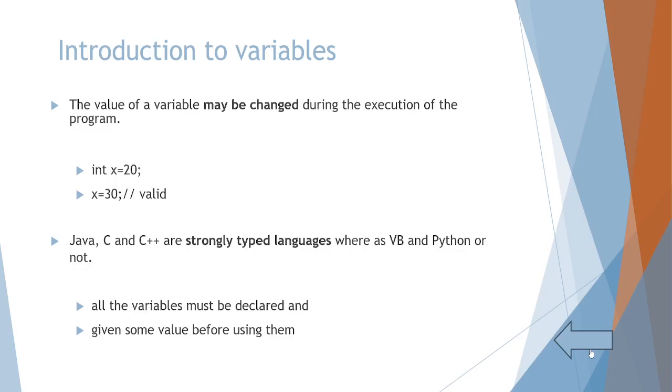Then the contents of a variable may be changed during the execution of the program. Variable can change. For example, we have declared a variable x. Int x is equal to 20. After 3-4 lines of code, we may store 30 in x. We don't declare again. Once it is declared, it is there already in the memory. So we can change the value. That is what a variable means. Some variables we will not allow to change. We will discuss that.